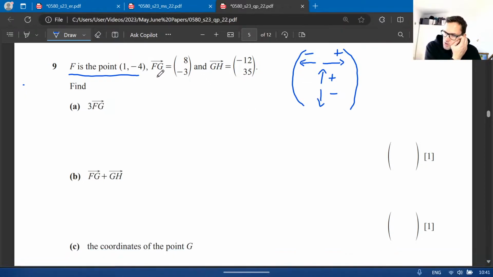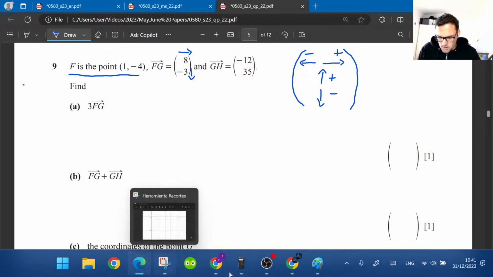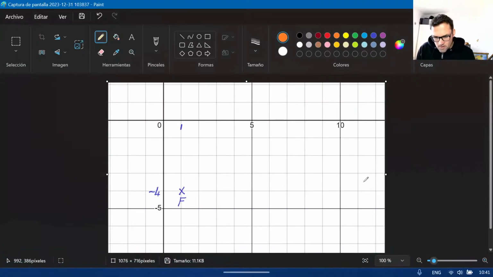Okay. Next, they give us a vector. Okay, FG. So FG is the vector 8 minus 3. So it means we go 8 spaces to the right, because the top number is 8 and it's positive, and we go 3 spaces down because it's negative and it's the bottom number. Alright, where do we go? So from F, 8 spaces, 1, 2, 3, 4, 5, 6, 7, 8, and 3 down, 1, 2, 3. Now this will give us our next point, which is G.